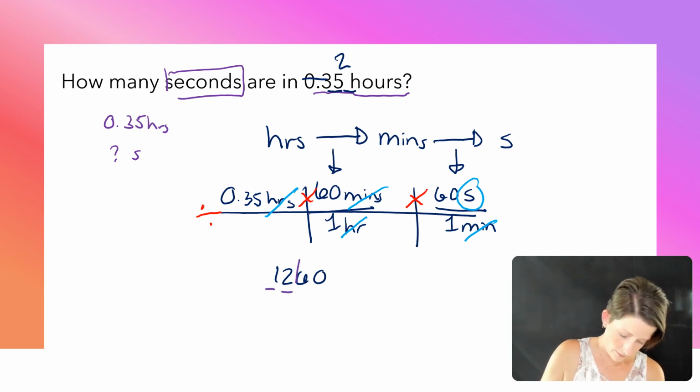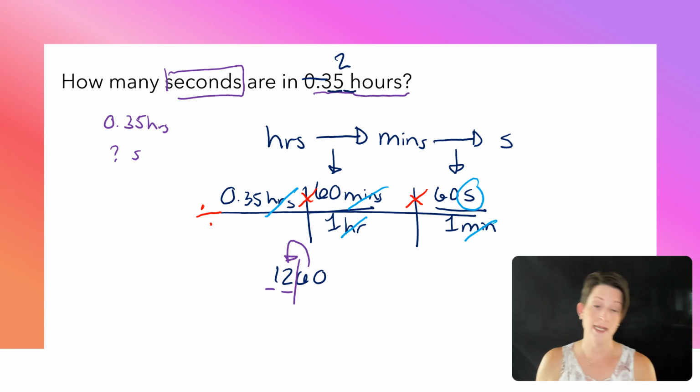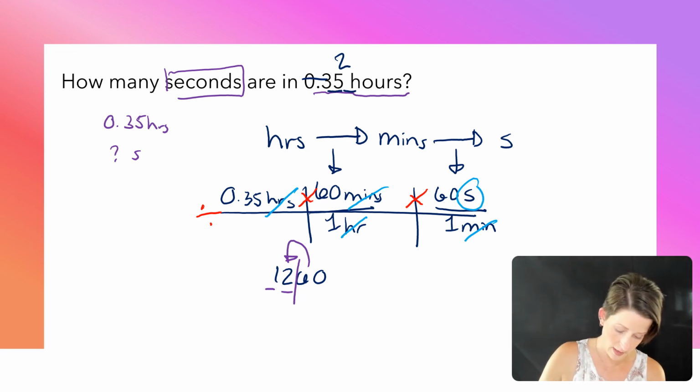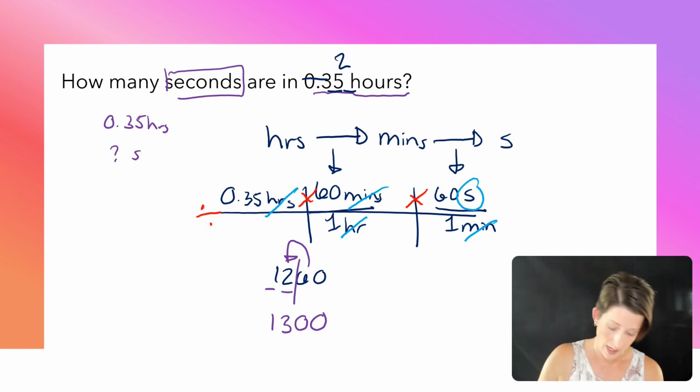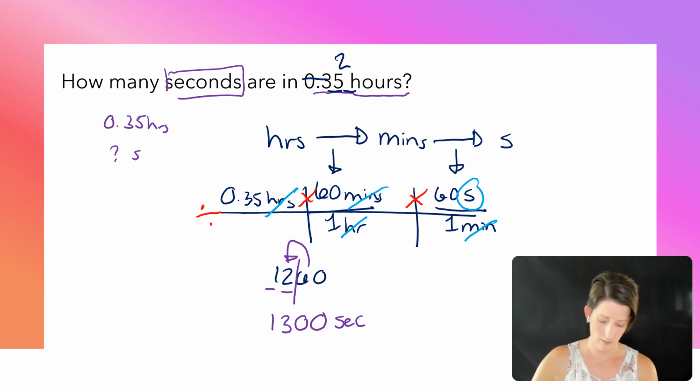1, 2. Does my discarded 6 cause my 2 to round up? Yes, it does. So I have 1, 3, 0, 0, because that 1 still needs to be in the thousands place. That 3 needs to be in the hundreds place. And we have our unit. So 1,300 seconds.